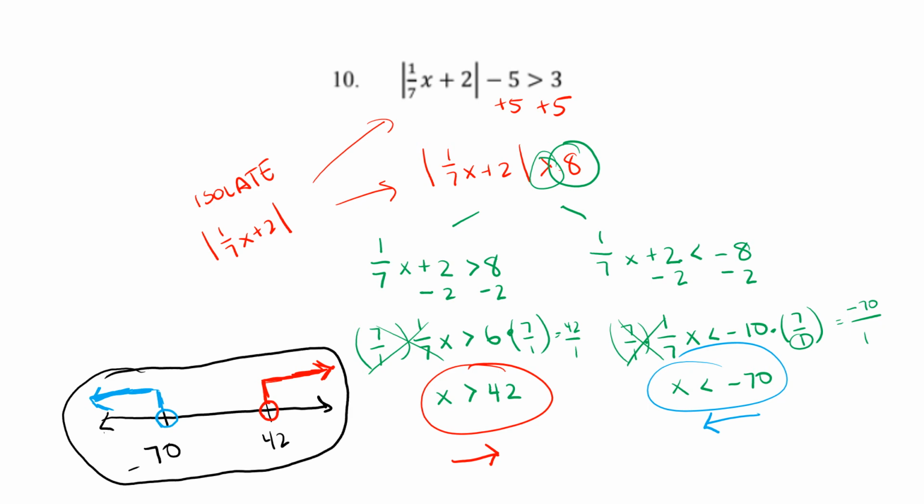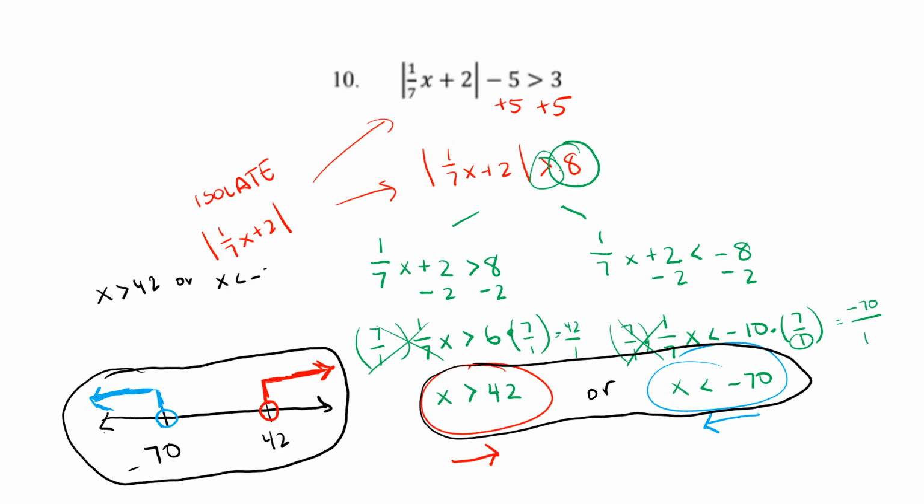And to finish this off, we just have to figure out, do we write it as a compound inequality, or can we just go like this and put or in between? And in this case, when they go up and out, if you just want to remember, you can put or, you're done. Those together are your answer, right? So your answer is x is greater than 42 or x is less than negative 70. That's when they go up and out.